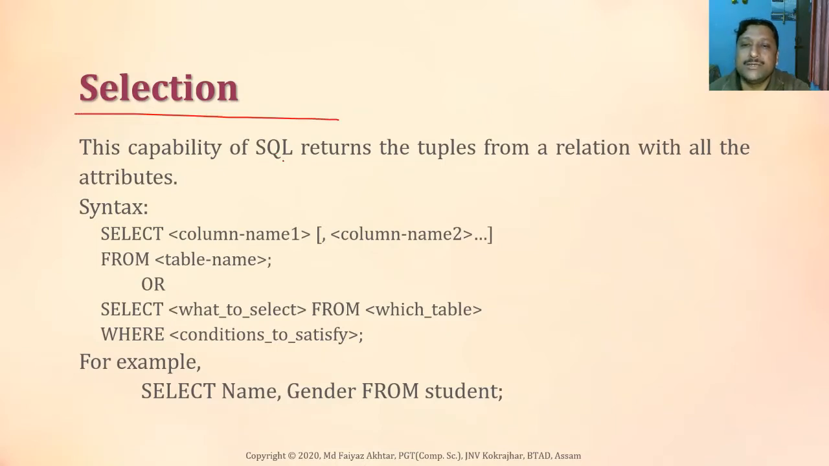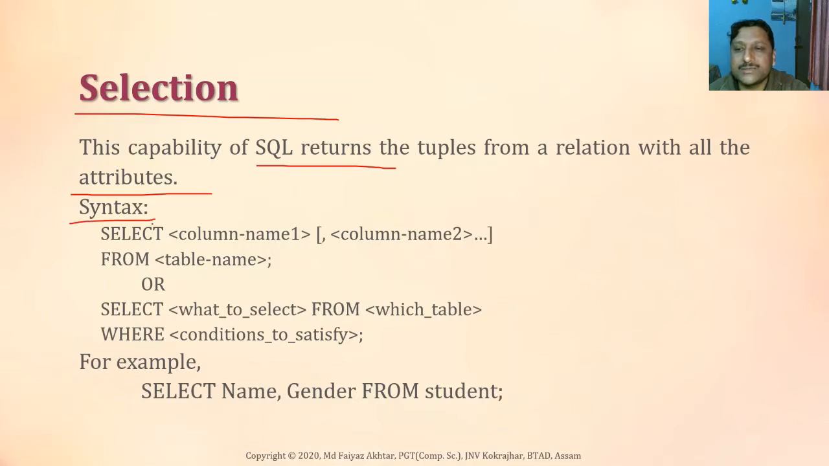This capability of SQL returns the tuples from a relation with all the attributes. It means the selection statement is capable of retrieving data from all the columns, or we can also give selected column names to retrieve values from those columns.